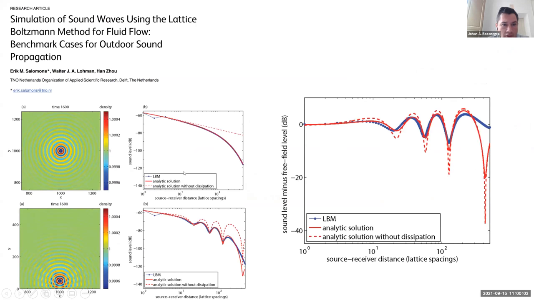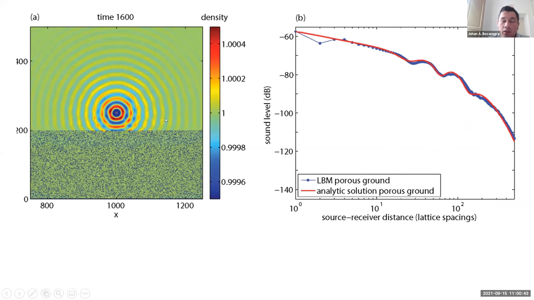I show here the sound source in the free field with dissipation that is normally obtained by lattice Boltzmann, and without dissipation. We see that the viscosity generates a lot of dissipation. But if we perform the difference between the sound level and the free field level, it's possible to have a correction around the prediction of the lattice Boltzmann. And it seems that could be a way to perform outdoor acoustic simulations.